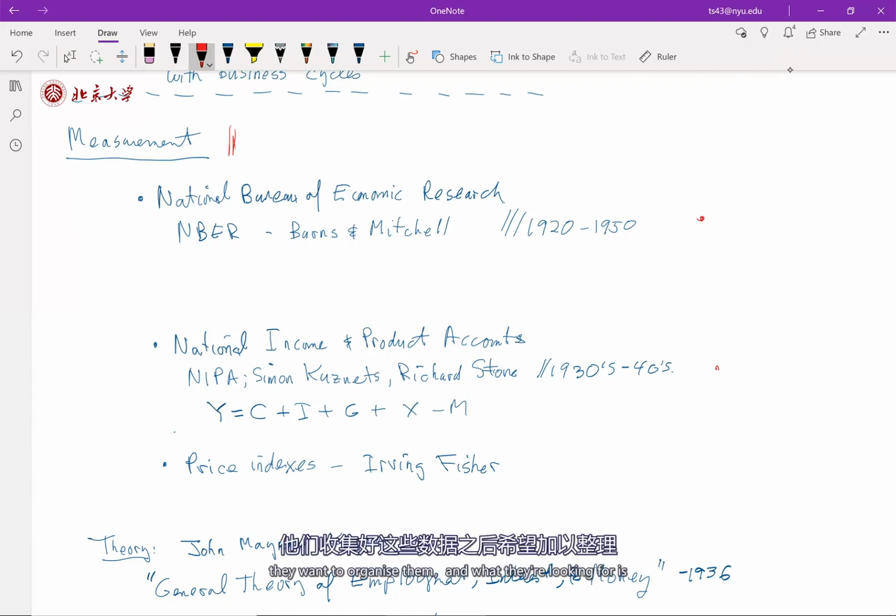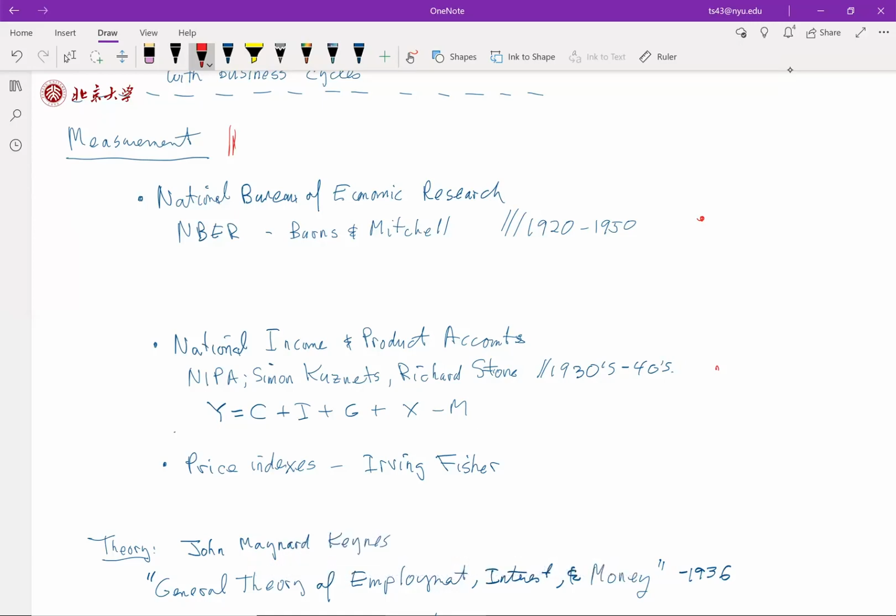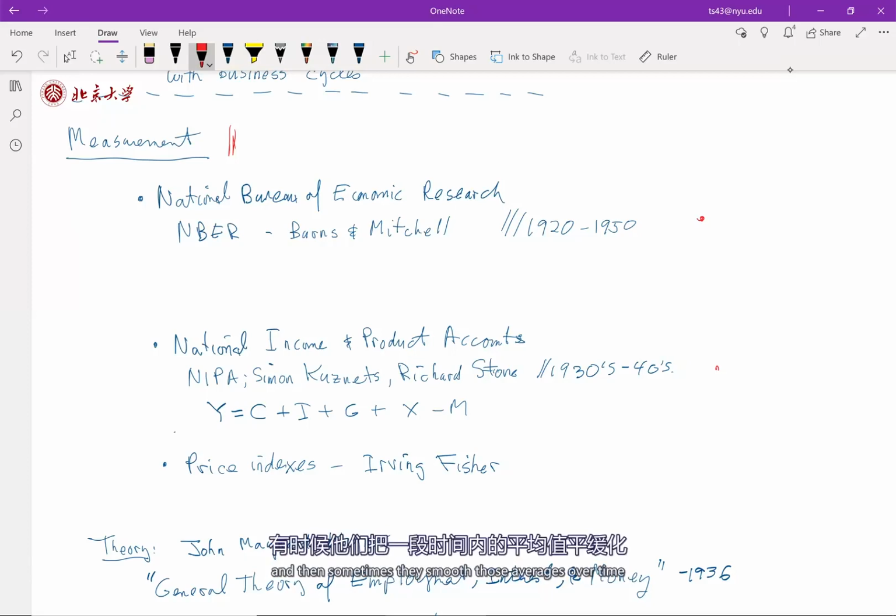They get all these data, and they want to organize them. And what they're looking for is, in all these data, they somehow want to put them in bins and see if they can spot any patterns for them. So they struggled for years, and they came up with a methodology of grouping the series in certain ways and then taking certain averages. And they took averages of certain sets of data across time, and basically they took averages at a point in time of a bunch of stuff, and then sometimes they smoothed those averages over time and stared at them.